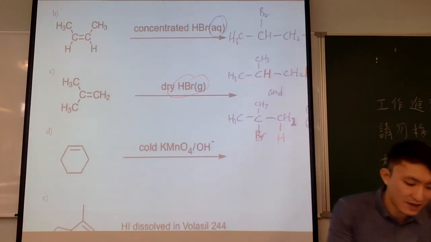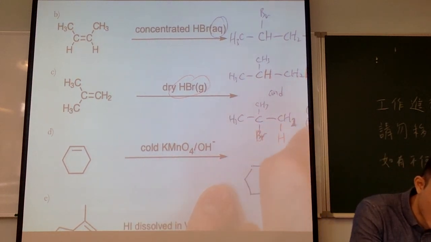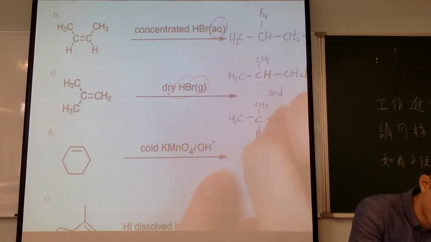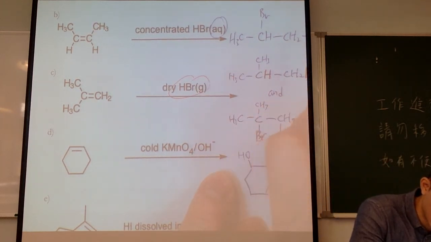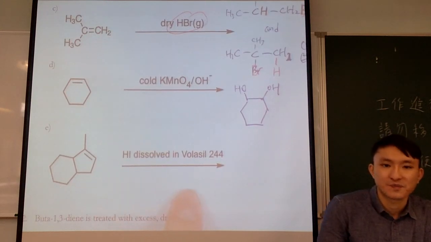Now here, the reagent is cold, dilute, alkaline KMnO4, so this one will give you a diol. So it does not give you any major or minor products. Okay, just like this.